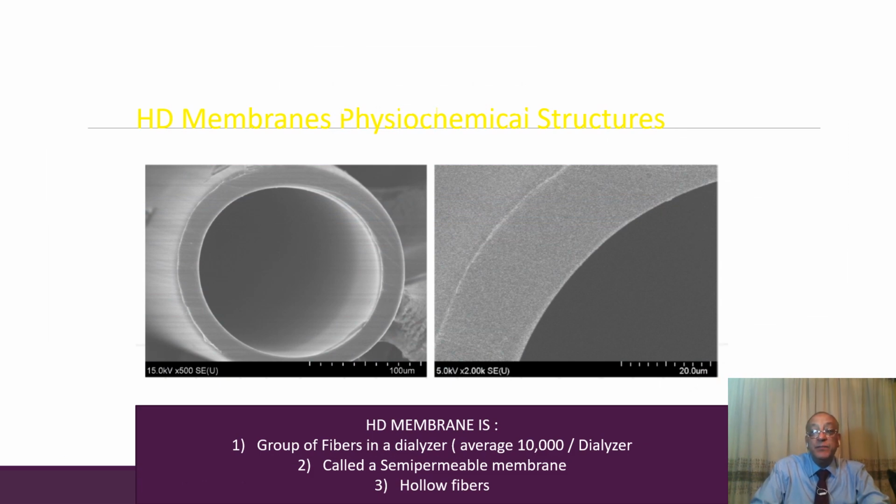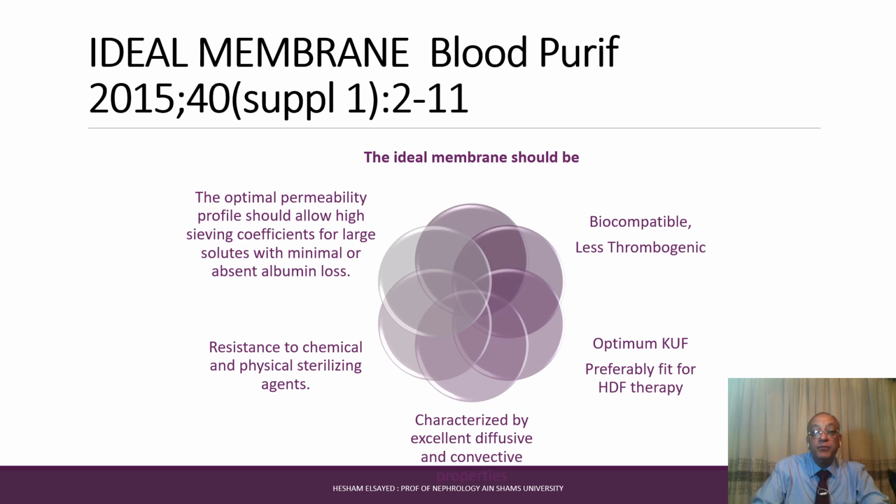So the hemodialysis membrane has physical-chemical criteria. The ideal membrane should be biocompatible, with optimum ultrafiltration, characterized by excellent diffusive and convective properties, resistant to chemical and physical sterilization, with an optimum permeability profile. So you can use it as high flux or hemodiafiltration at the same time.